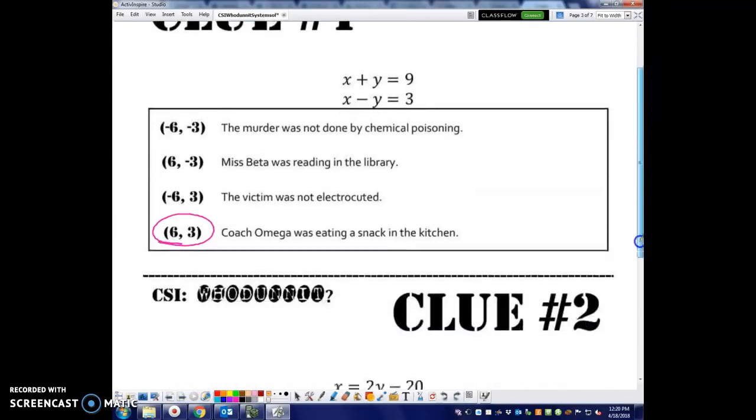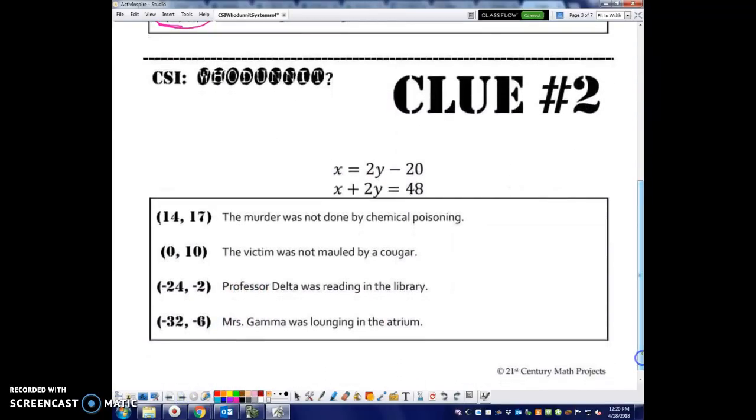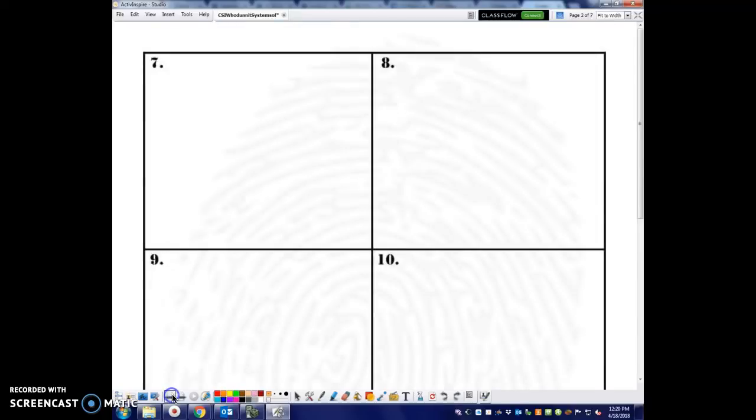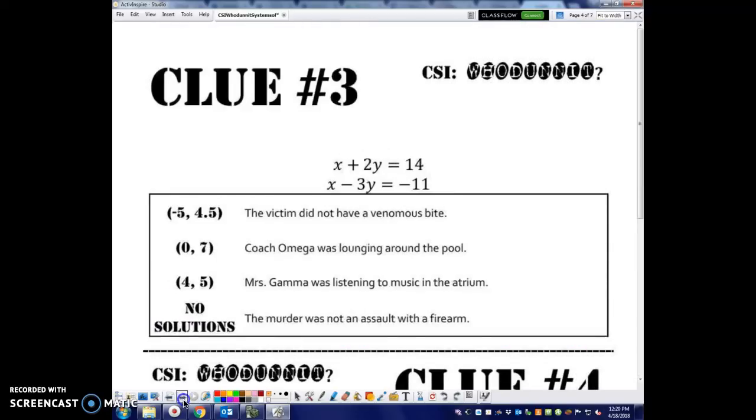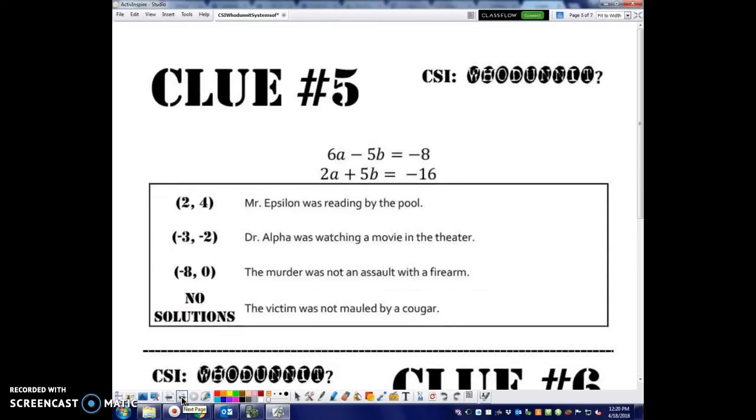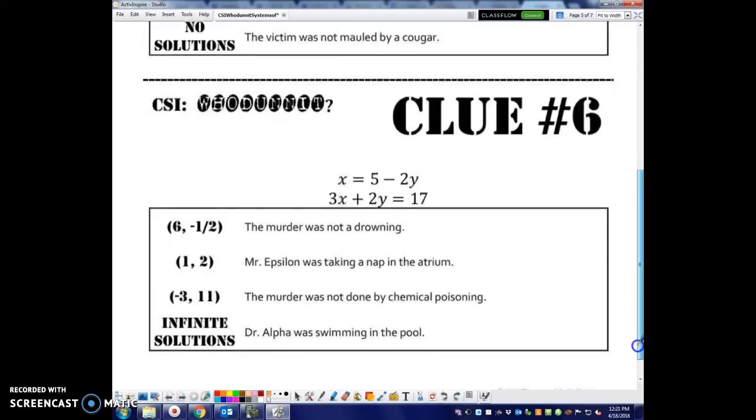Which one was 14, 17? The top one. It says the murder was not done by chemical poisoning. So we can cross off chemical poisoning. Okay? Now we're going to skip to clue number 6.